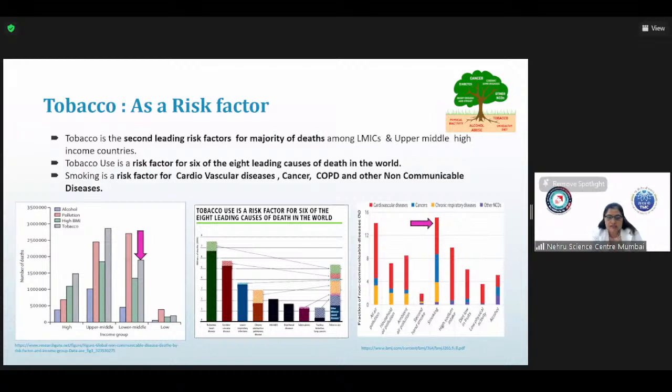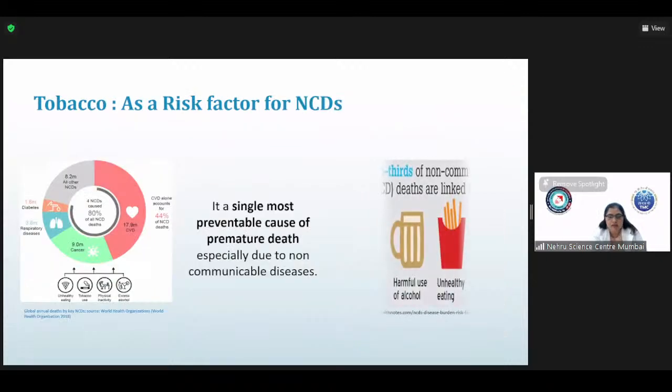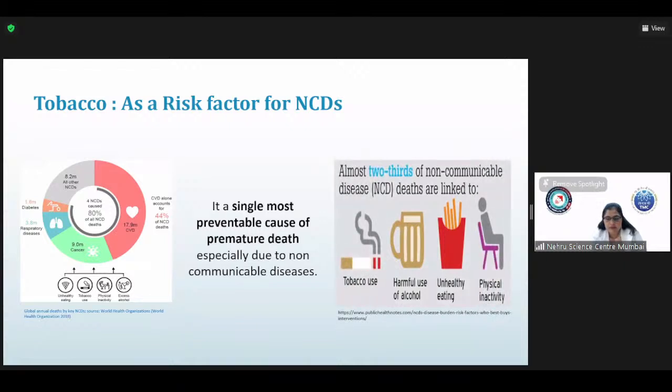So tobacco is the second leading risk factor for the majority of diseases, a risk factor for 6 of the 8 leading causes of death in the world, and a risk factor for cardiovascular diseases, cancer, COPD, and other non-communicable diseases. Non-communicable diseases have the same risk factors as the other tobacco-related illnesses. So tobacco consumption is responsible for non-communicable diseases.